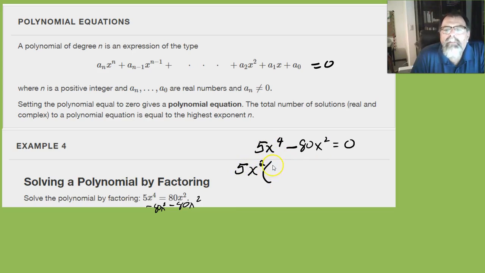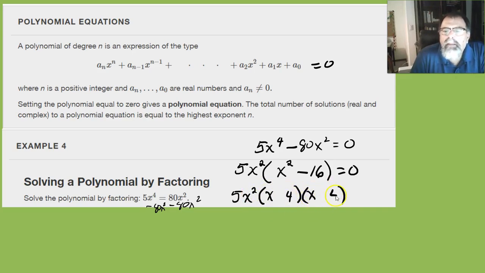So 5 divided by 5 is 1. x to the fourth divided by x squared leaves you x squared. Now we do the next term. Negative 80 divided by 5 is negative 16, or minus 16. And then the x squares cancel. Okay, so now on this factor, x squared minus 16, you should recognize that by now. That's a difference of squares. So we square root both, x and 4, repeat it, and one will be plus and the other one will be minus. Right? And if you FOIL that, those middle terms cancel out and you get the difference of squares.